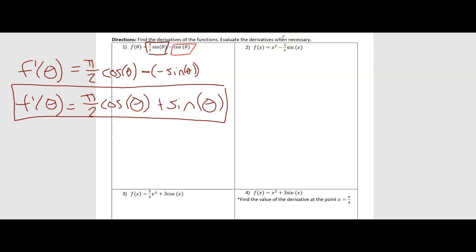Okay, because we can't combine the sine minus the cosine of theta. We need to take the derivatives of those individually and then combine.